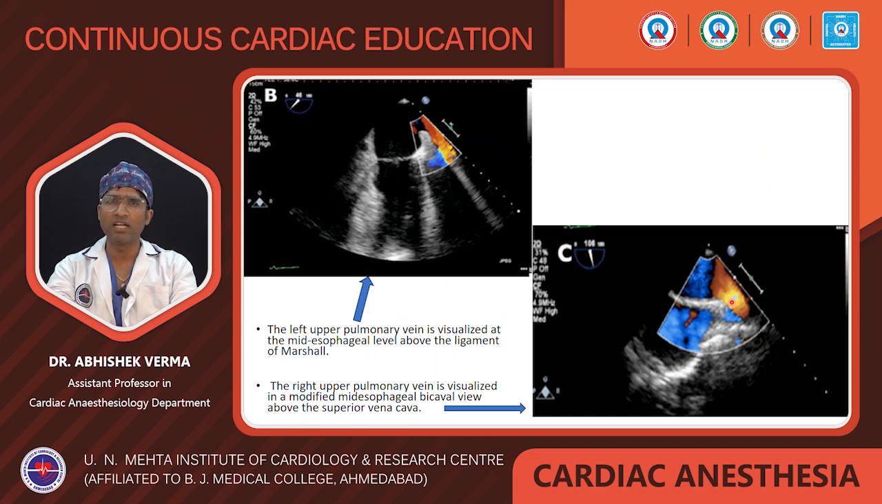We can see the right upper pulmonary vein, with blood flow toward the probe. And sometimes we can see the SVC is also present here, and we can see the blood flow from this pulmonary vein over the RA. Let me close this.